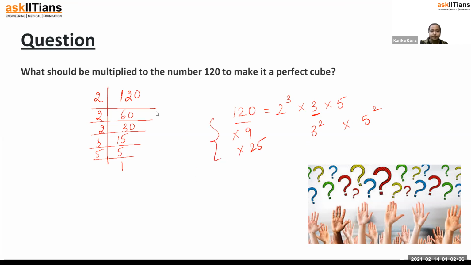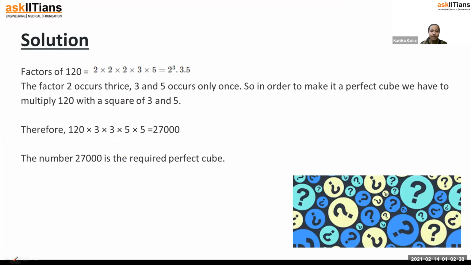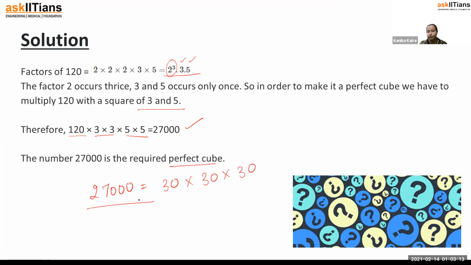Let's look at the answer. Now, in this case, the prime factorization is 2 cube into 3 into 5. As we know that 2 occurs thrice, that's fine. Now 3 and 5 occur only once. So we have to multiply the square of 3 and 5. So you have the number as 120 into 9 into 25, which equals 27,000. Now 27,000 is actually the cube of 30. So hence 27,000 becomes the perfect cube.